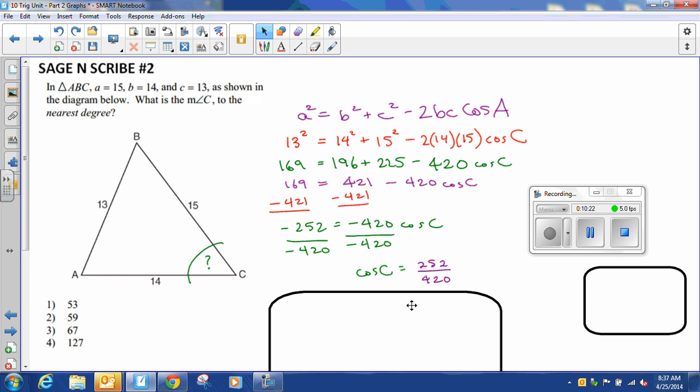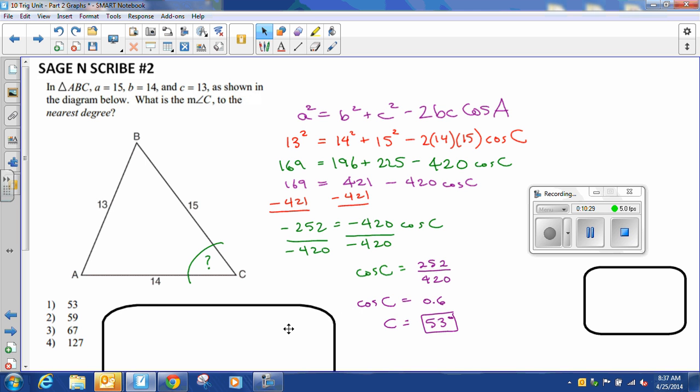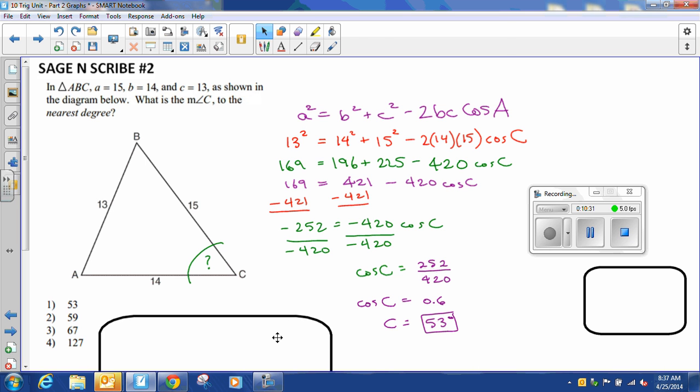So this last step, you would simply put this into your calculator, inverse cosine both sides, and your final answer is 53 degrees.